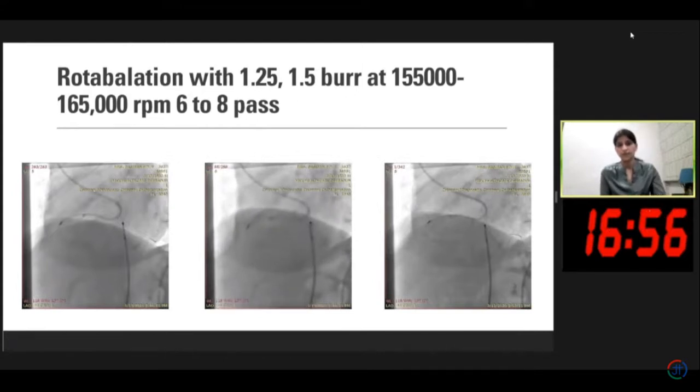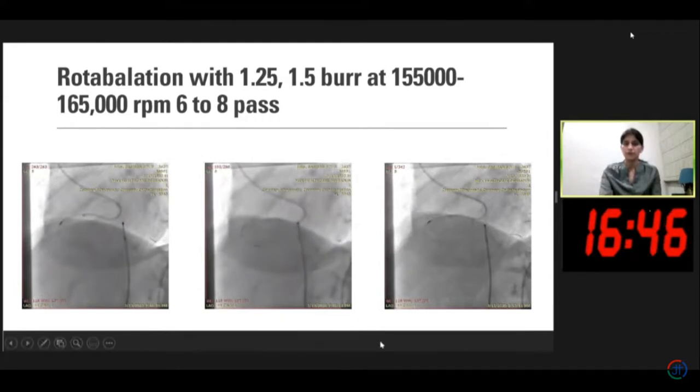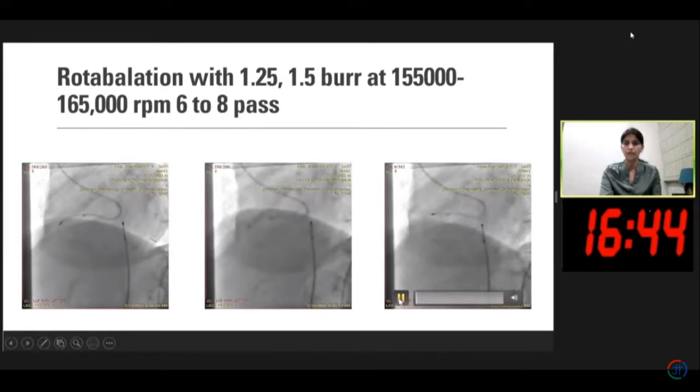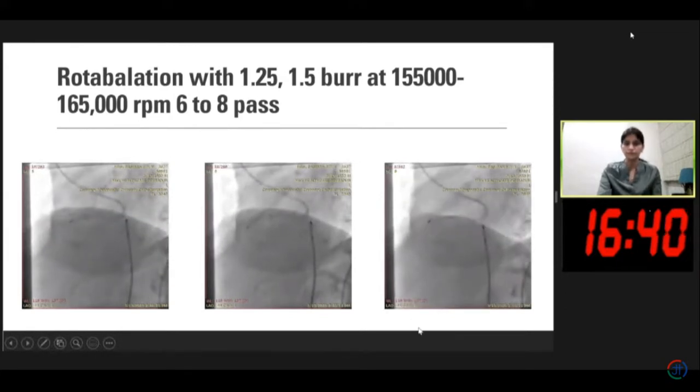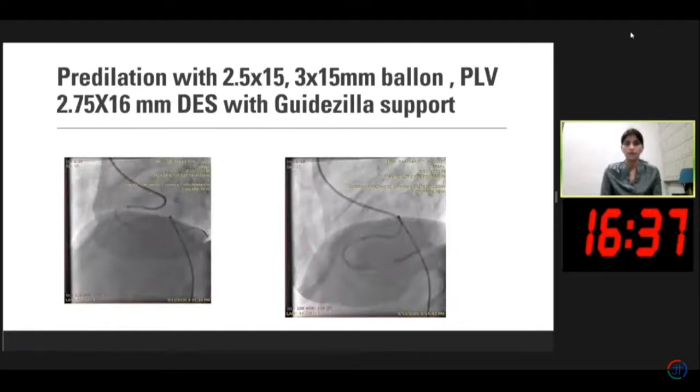The burr was getting stuck at the distal side where the tortuosity was, but after 4 to 6 passes, when there was no resistance, we took this burr out, and it was again exchanged with a workhorse wire. Then we dilated with an NC balloon, 2.5 and 3.15 balloon, and in distal PLV a 2.75 by 16 millimeter stent was deployed.